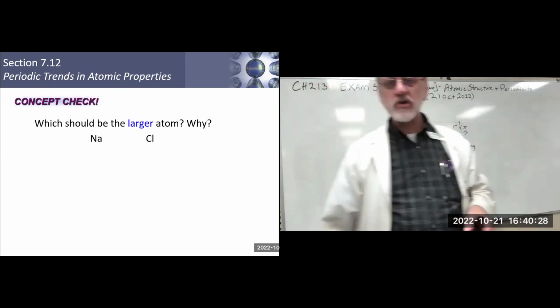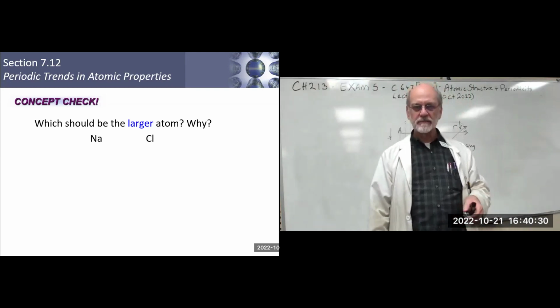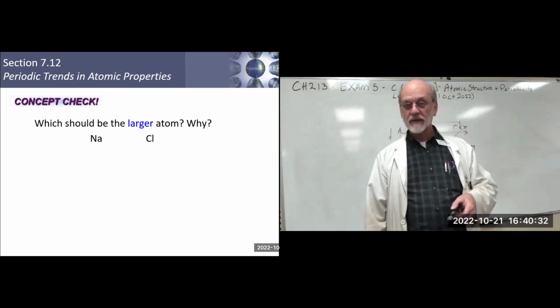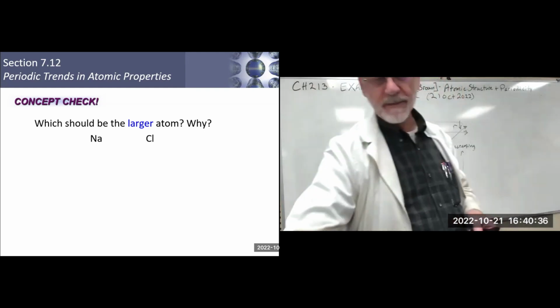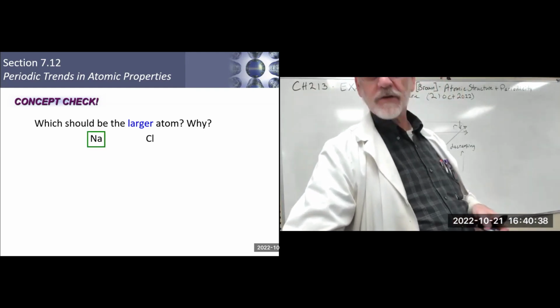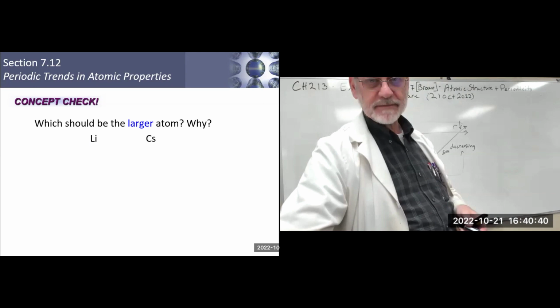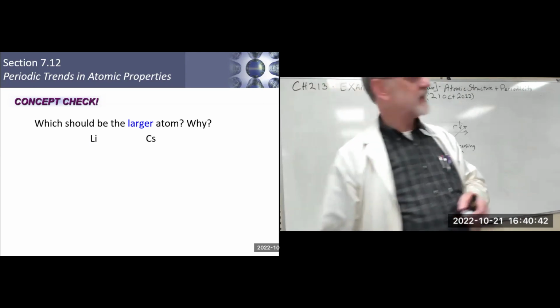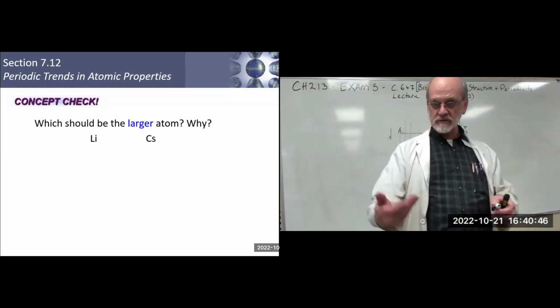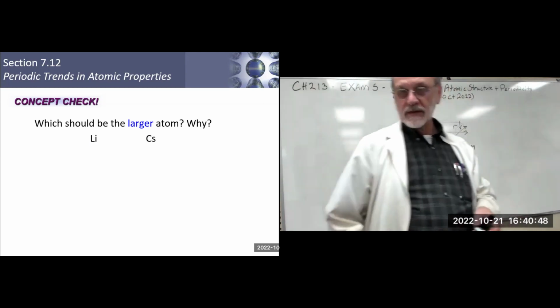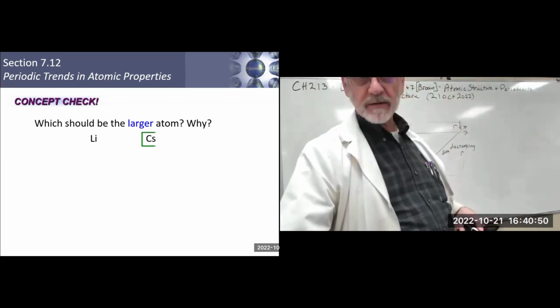Okay, which should be the larger atom, sodium or chlorine? Sodium. Sodium is much larger than chlorine because it's far to the left. How about this one? Lithium and cesium. Which one is the larger one? Well, cesium, of course. It's down below. Lithium is smaller. It's up above.